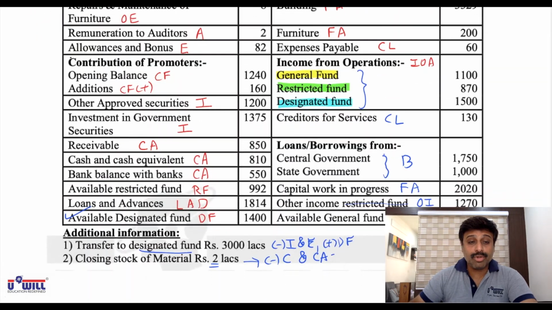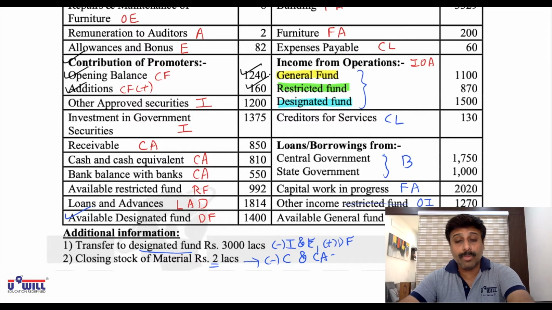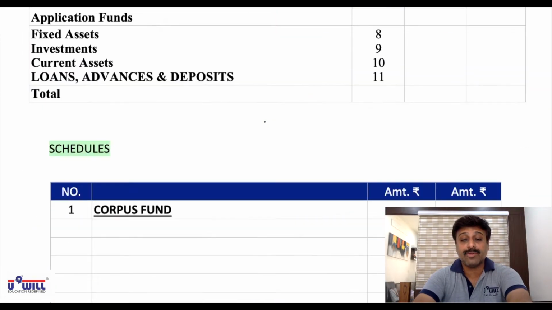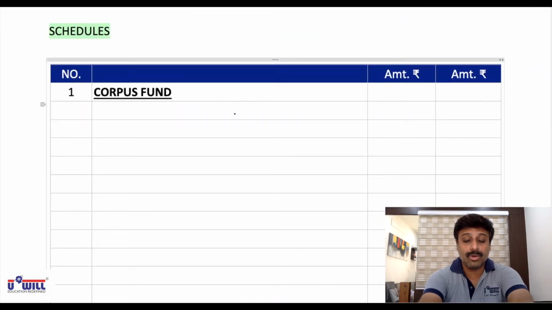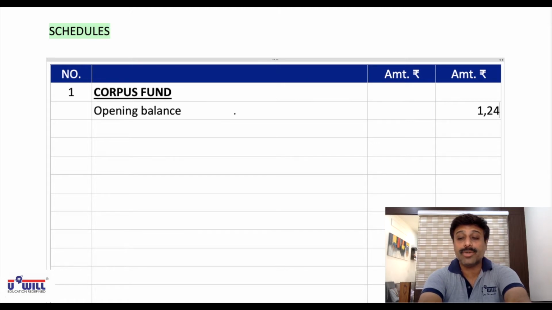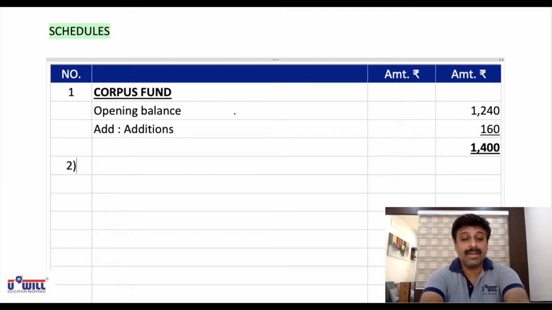Here we have contribution of promoters, opening balance 1240 and additions of 160. Okay, opening balance 1240 and additions of 160. So all of you write down opening balance 1240 and additions of 160. So total will come to 1400.